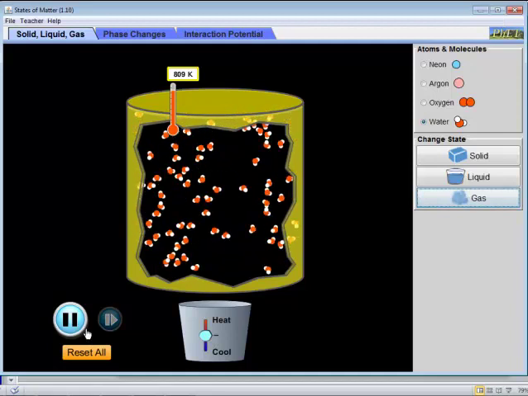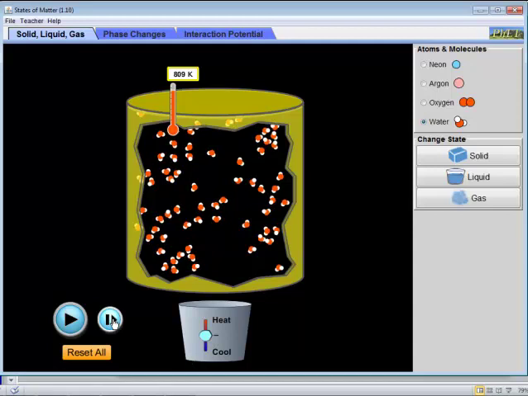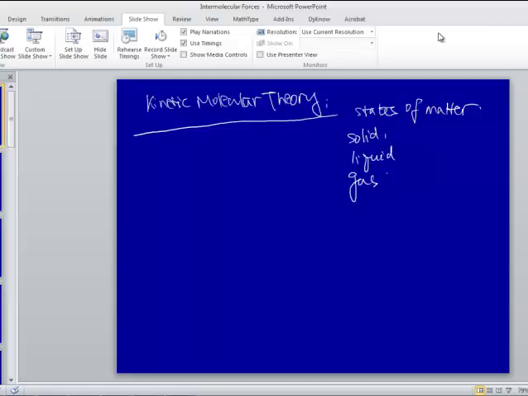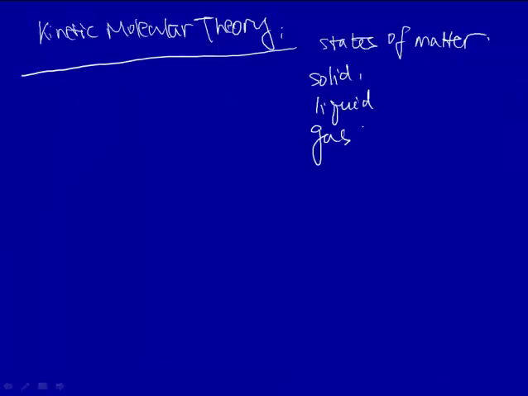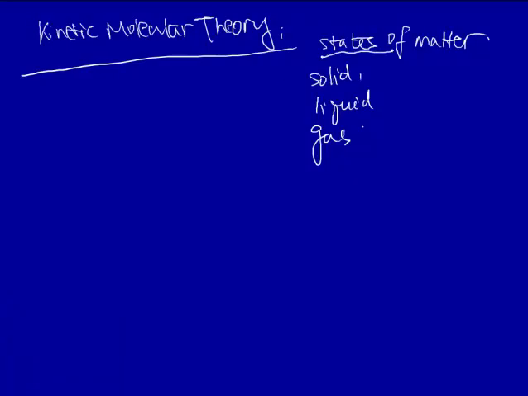So you can actually pause, take a snapshot, and step forward frame by frame. A very, very useful simulation program. So what we learned from there is the transition between states of matter, what we call phase transitions.